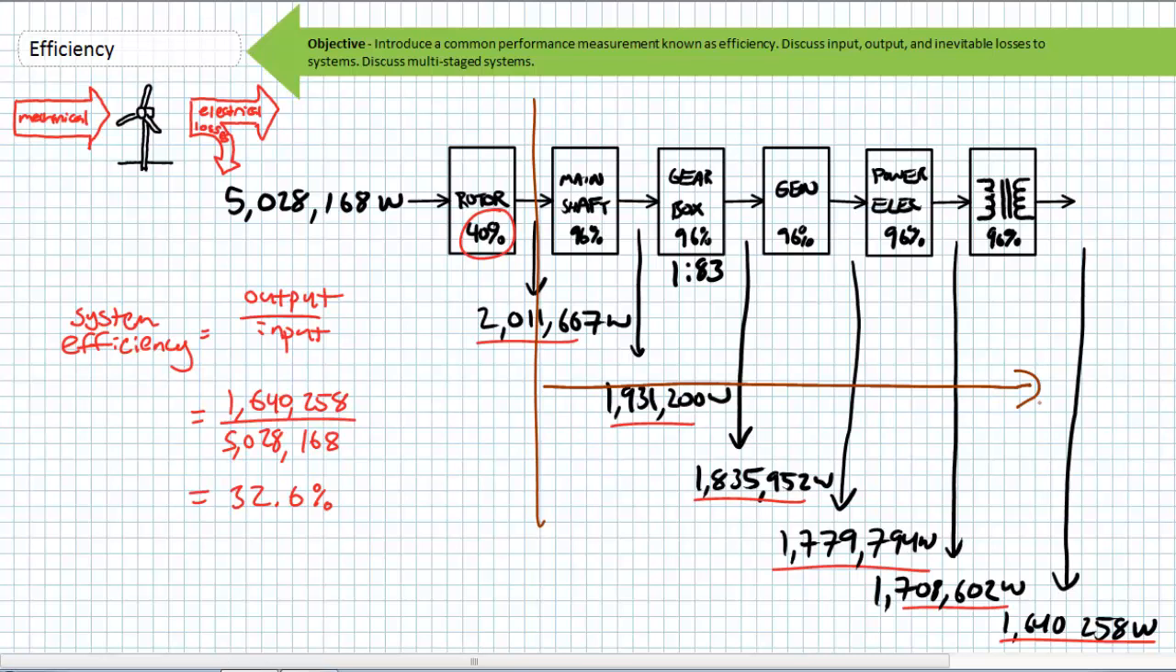Again, to arrive at system efficiency directly, we could also take the product of each individual stage, where 40% times 96% times 96% times 96% times 96% times 96% yields 32.6%. If roughly 5 megawatts of input came into a system of 32.6% efficiency, it'd yield roughly 1.64 megawatts output.